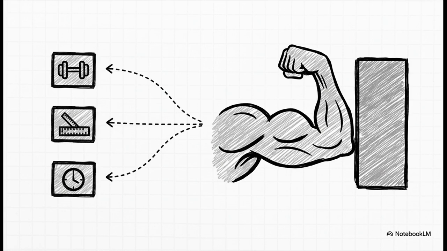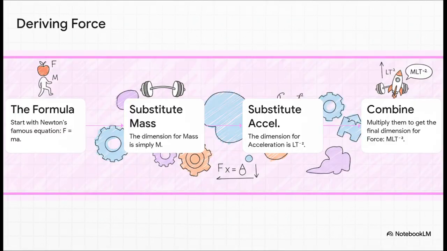Let's tackle force. I know, it sounds way more complicated, but you'll see it's just another combination of our three simple letters. Let's see how they snap together. This breaks it down perfectly. We start with that famous equation everybody knows. Force equals mass times acceleration. F equals ma. We already know the dimension for mass is just m, and we just figured out that the dimension for acceleration is L over T squared. So what do we do? We just multiply them together, and we get the dimension for force, m times L over T squared. Just like that, a huge concept like force is translated into our simple alphabet.